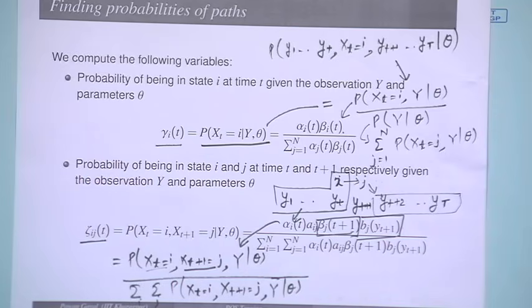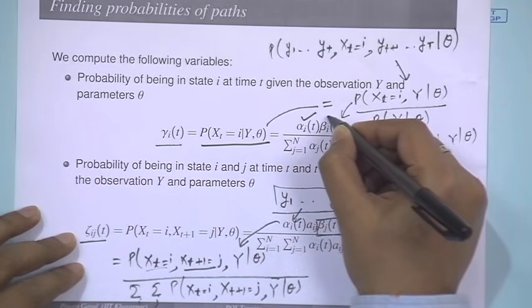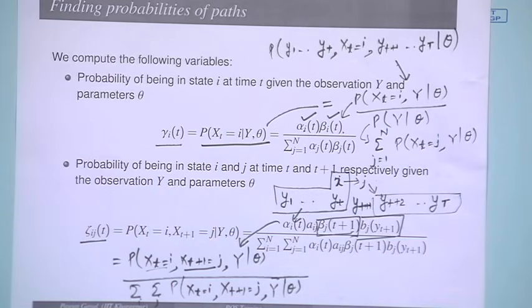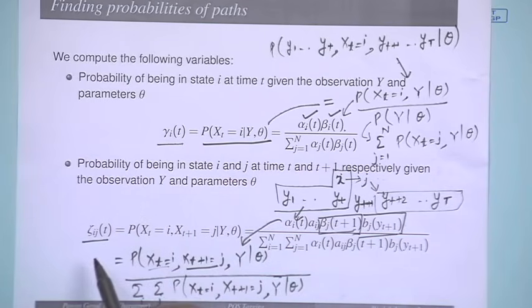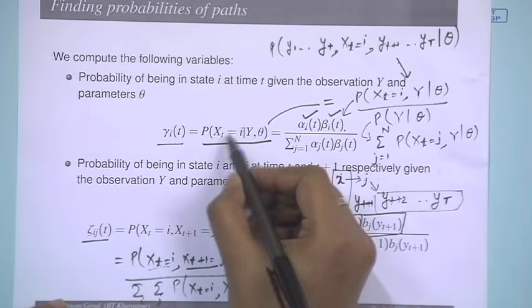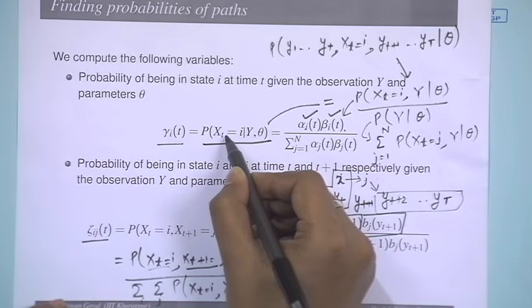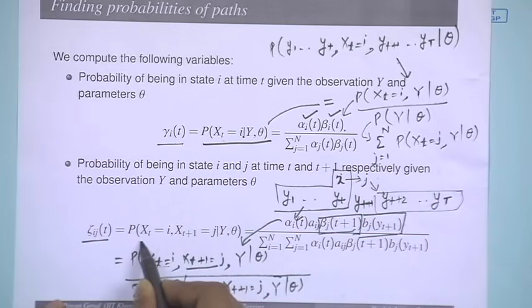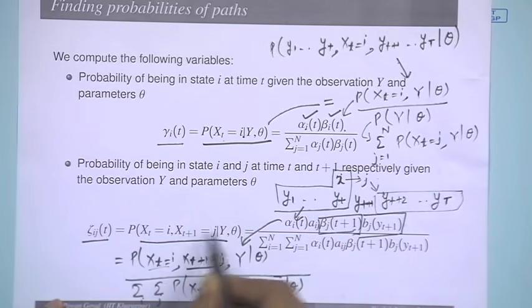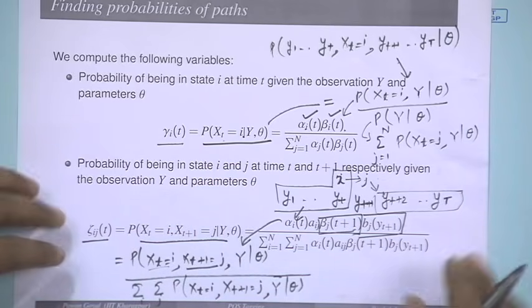Okay. So, I hope this is clear that once I have computed all the possible alpha and beta, and the previous parameters are there, we can compute these gamma i t and zeta ij t, that are the probability of a state at a given time, and of a sequence i and j at time t and t plus 1. This we can compute using alpha and beta.